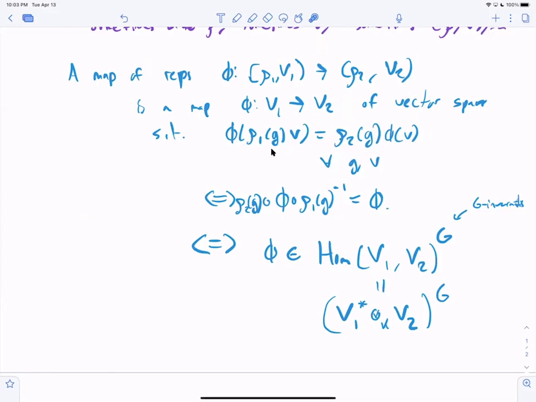This is the same thing it would mean to have a map of G sets. We didn't talk too much about maps of G sets, but if you wrote down the definition of a map of G sets, you could literally just replace the word vector space with the word set everywhere. Maybe you wouldn't have this dual thing, but you have something like this. But anyway, okay, that's what I wanted to say.